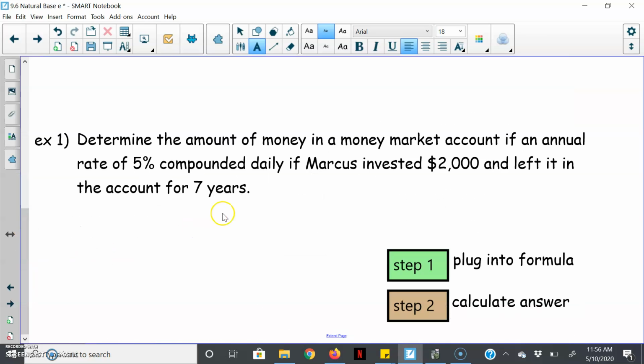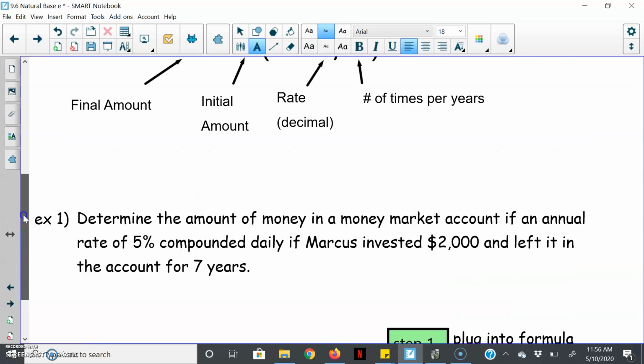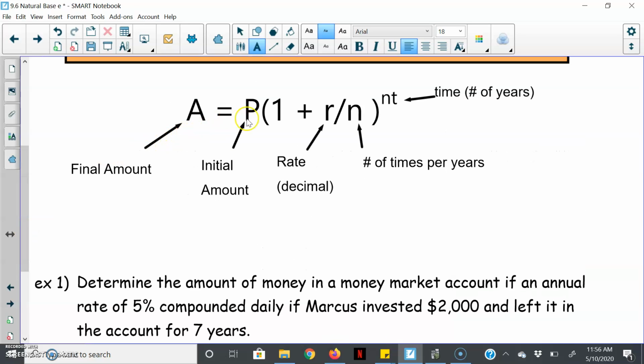All right, we have number one. Well, I should go back and explain this formula. So our final amount, we take our principal amount, our initial amount, times it by the quantity 1 plus our rate divided by number of times per year, all raised to the exponent n times t.